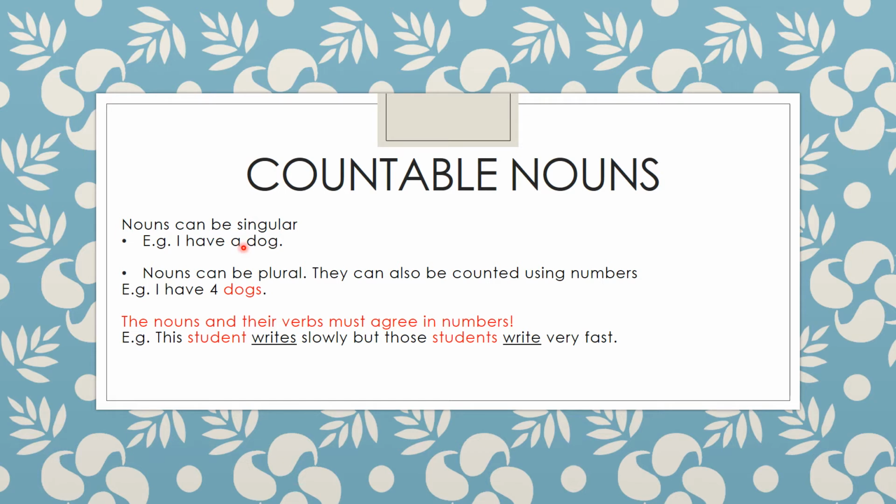Countable nouns can occur as plurals, more than one. They can be counted using numbers. For example, I have 4 dogs. To form plural nouns from most nouns, we usually add s, but there are other exceptions where we have to add es, ves, ies. Let's look at them more in detail. And also please note that the nouns and their verbs must agree in numbers. So for example, this student writes slowly, but those students write very fast.